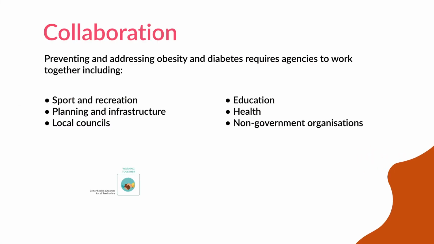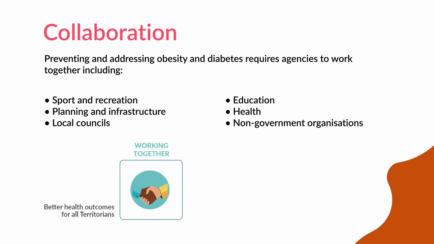Preventing and addressing obesity and diabetes requires agencies to work together, including sports and recreation, planning and infrastructure, local councils, education, health, and non-government organizations. A collective approach to addressing the social determinants can best support communities to design health-promoting environments and opportunities.